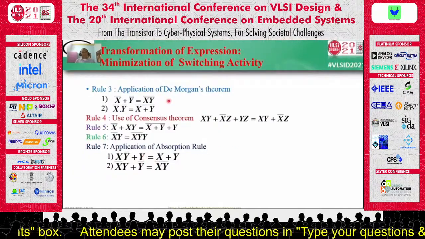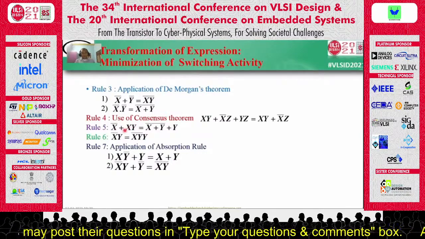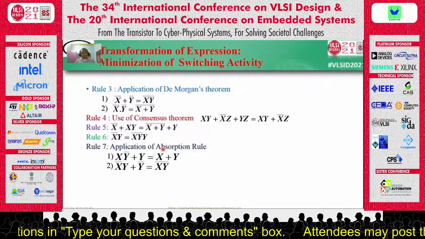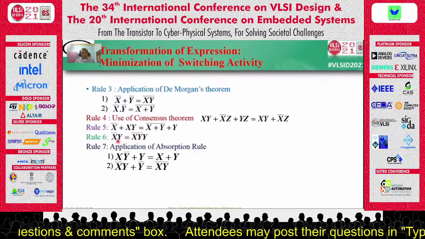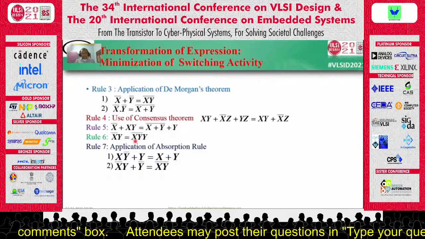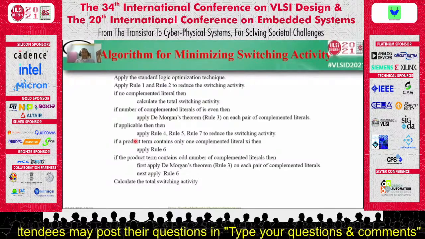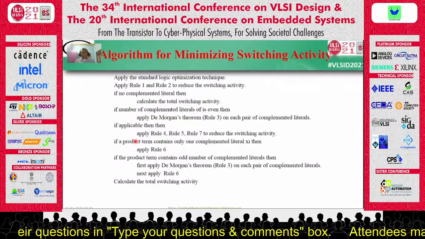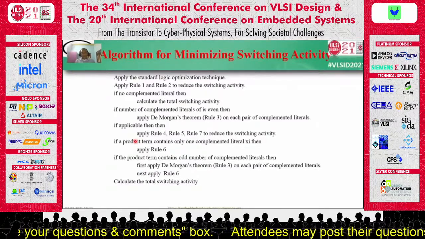The application of De Morgan's theorem, the consensus theorem, rule 5, rule 6 and the absorption rule will also reduce the switching activity. In rule 6, though the area is increased, it will reduce the switching activity. Now the algorithm for reduction of switching activity: basically in our algorithm we apply these rules, when they are applicable, to reduce the switching activity.